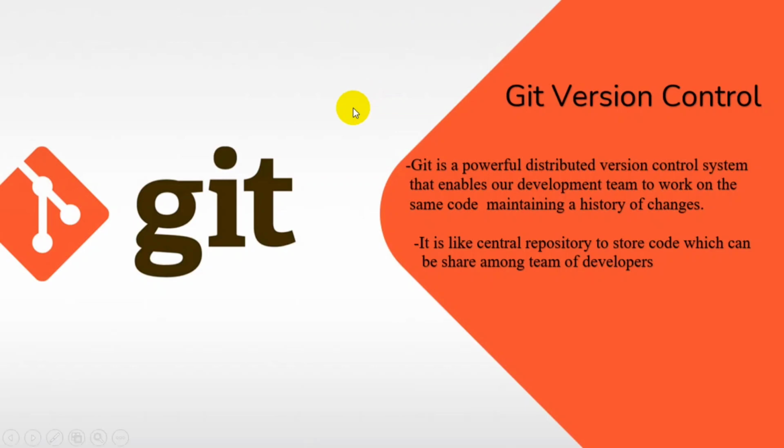Hey guys, today we are going to learn a new topic, that is Git, a version control system. What is Git? Git is a powerful distributed version control system that enables our development team to work on the same code, maintaining a history of changes. What does this mean?